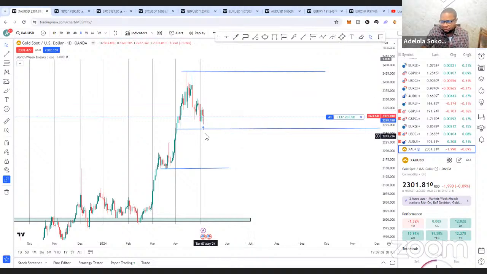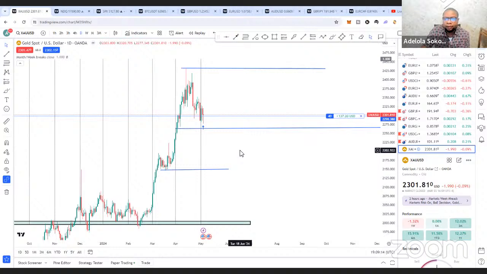So it's been battling 2,260, this area. So gold is bullish, so I'm actually looking for a buying opportunity. If you attended the market structure training, where we delved extensively into market structure, I spoke about the fact that when you have a bullish instrument, what you want to be looking for is a buying opportunity. That's why I say that I'm looking for a buying opportunity around this support.